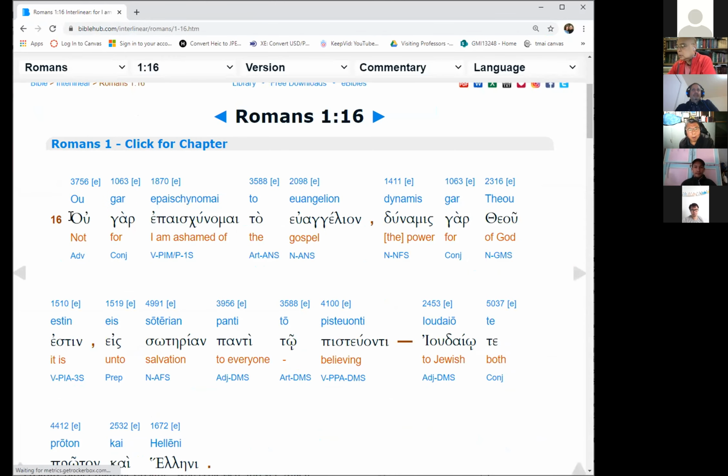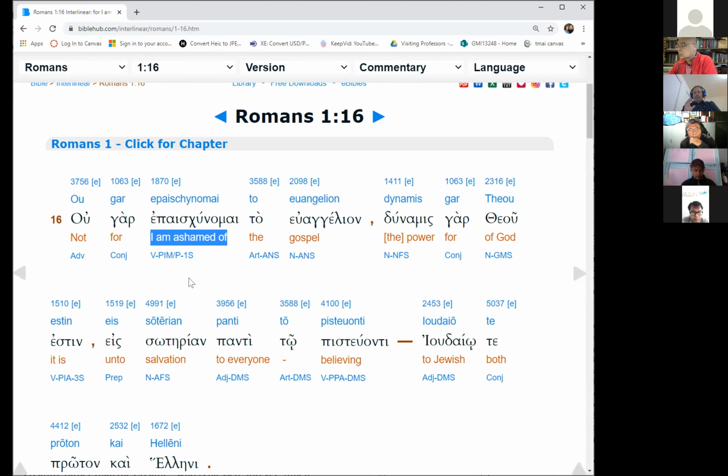Notice here, Romans 1:16, the negative, not, for, and not, and then here's the verb. The literal translation is I am ashamed of. Because in English, you would not say I am ashamed the gospel. You would say I am ashamed of the gospel. So this is an English idiom. It's an English nuance, and it's something you need to be aware of because you will be diagramming in English.